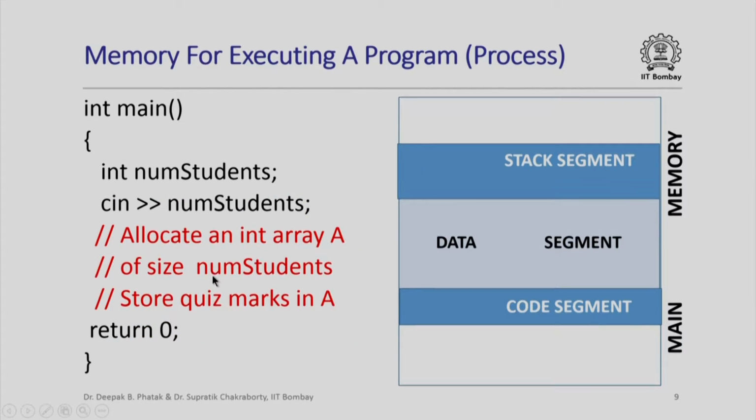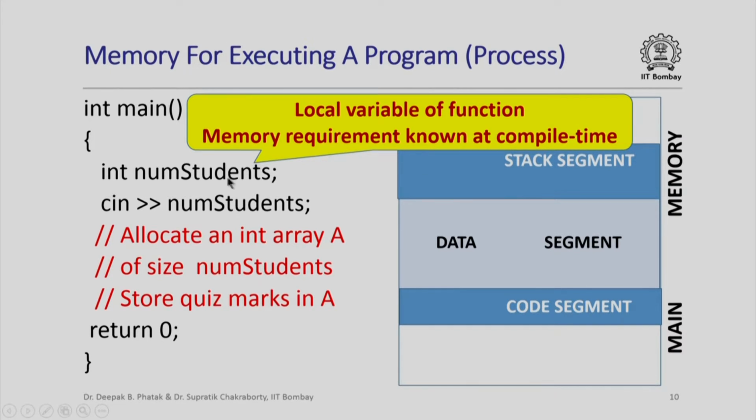So here is a simple program which illustrates this. Here I have an integer variable called num_students and I read in its value. Here is how the part of memory allocated for this program looks: the stack segment, data segment and code segment. Now after I have read in the number of students, I might actually want to allocate an integer array A of size num_students so that I can store the quiz marks of all these students in the array A.